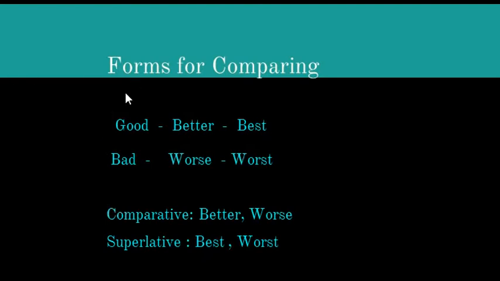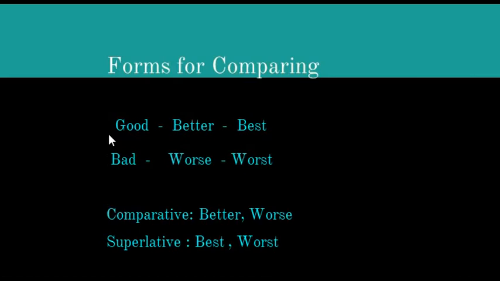Adjectives are often used to make comparison. Adjectives that compare tell how people, places, or things are alike or different. The different forms are called degrees of comparison. We have 3 degrees of comparison: positive, comparative, and superlative.